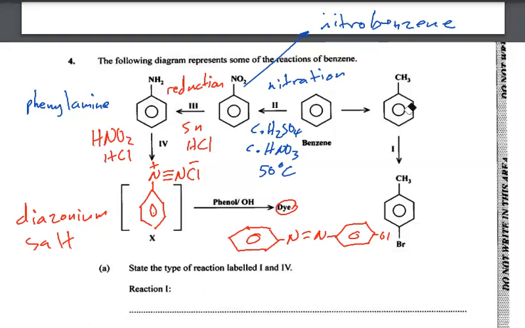Now the actual question: what is the reagent for converting methyl benzene to bromomethyl benzene? Halogenation. So we're going to use Br2. Anything else? And the catalyst, the Friedel-Crafts catalyst, FeBr3.